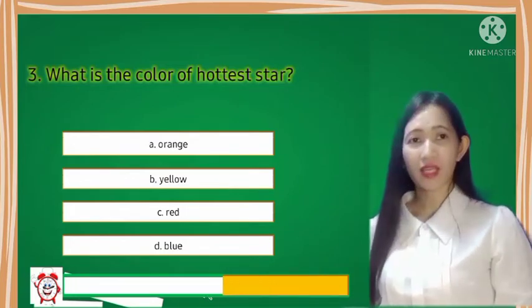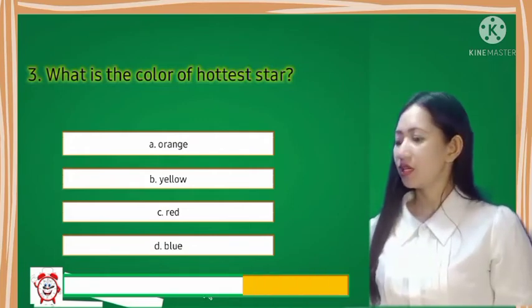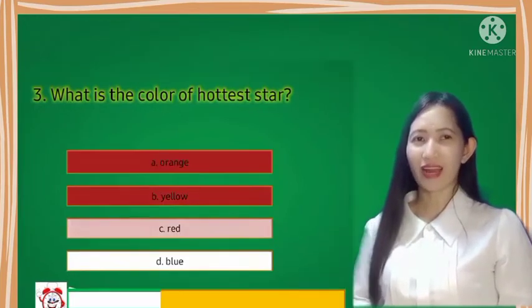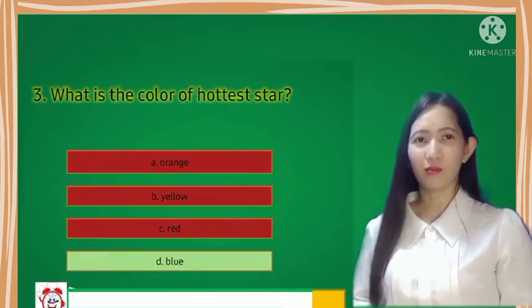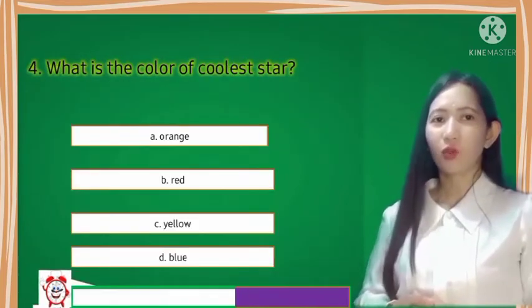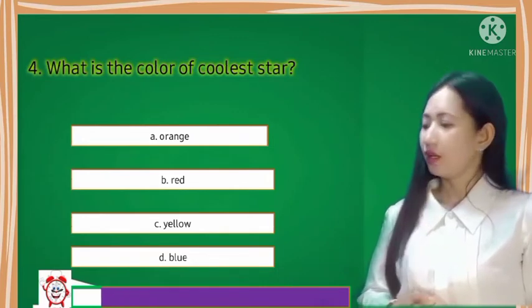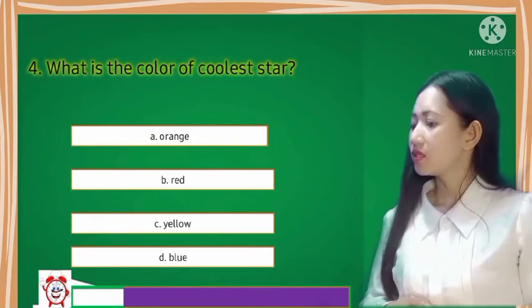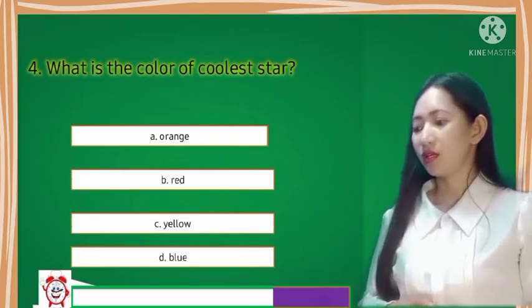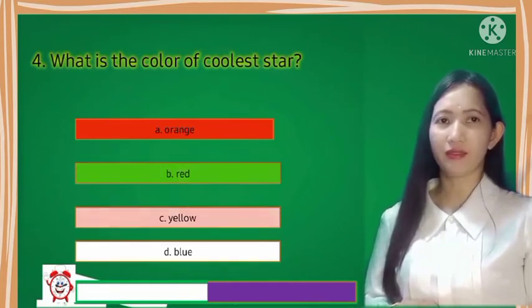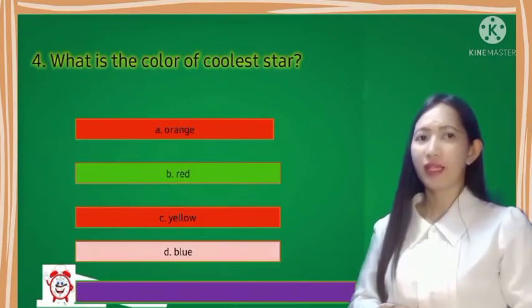Number 3. What is the color of the hottest star? A, orange. B, yellow. C, red. And D, blue. Okay, the correct answer is blue. Okay, number 4. What is the color of the coolest star? A, orange. B, red. C, yellow. D, blue. Okay, the correct answer is B, red.